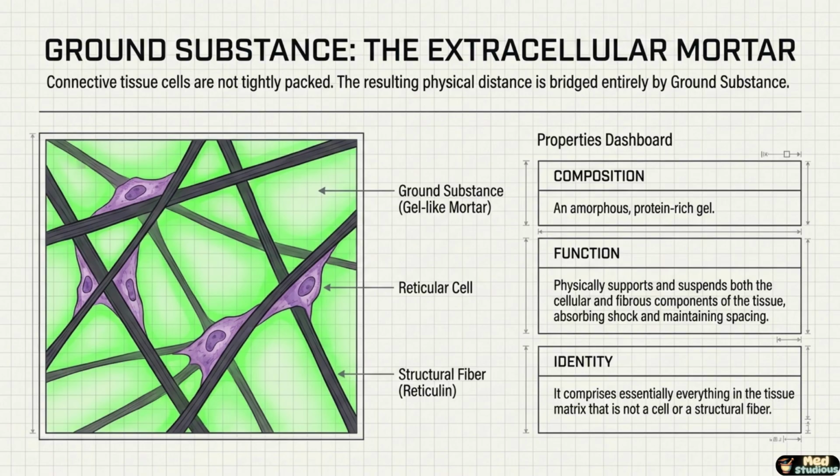If you were to point to a slide of reticular tissue, the identity of the ground substance is essentially everything in the tissue matrix that isn't a visible cell or a distinct structural fiber. It provides the hydrated environment that allows immune cells to swim through the network to hunt for pathogens.